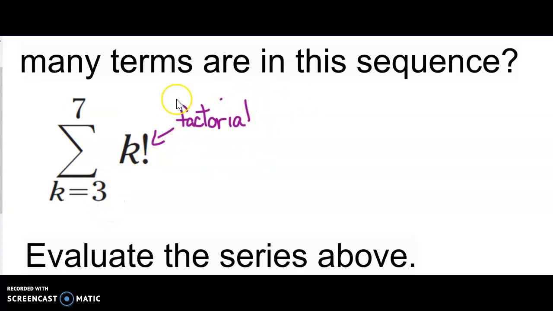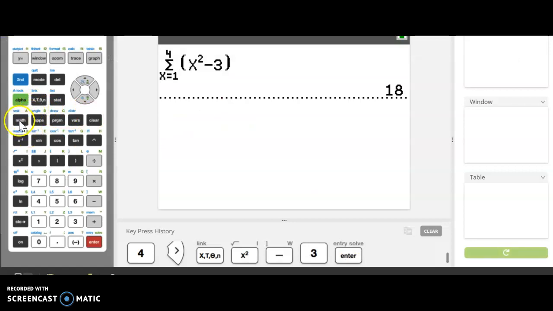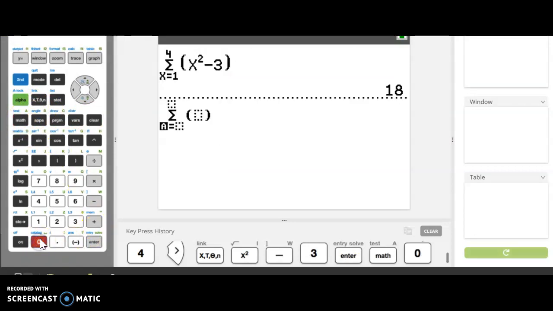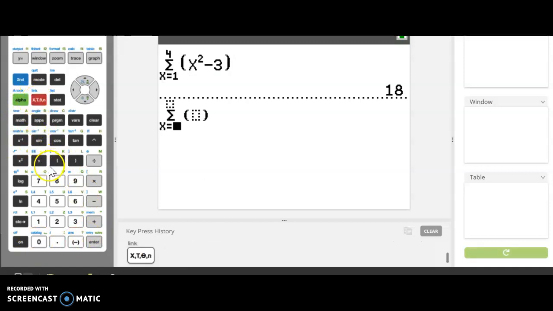So I actually have 5 terms in this sequence. So from 3 to 7 is 5 terms. 3, 4, 5, 6, and 7. So if I plug it into my calculator, remember, I'm going to go to math, and I'm going to go down to 0. So I'm not even going to look for it anymore. I'm just going to plug in 0. So I'm going to start with 3. Remember, that's the number that we start with. And then I'm going to go up to 7.